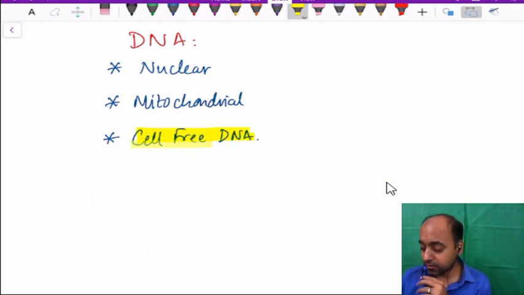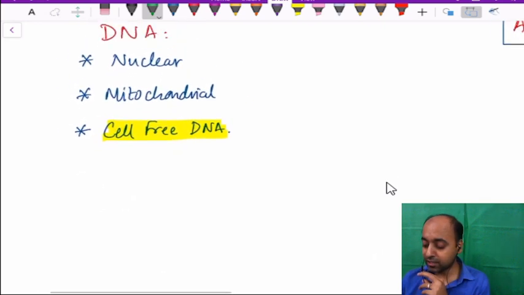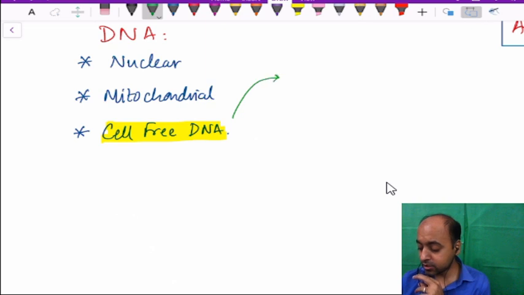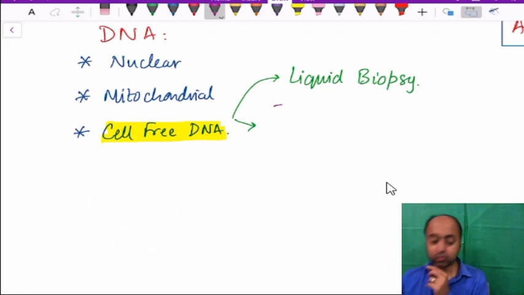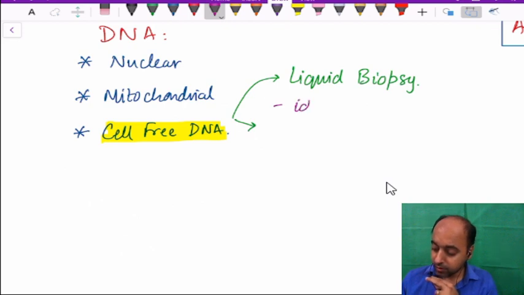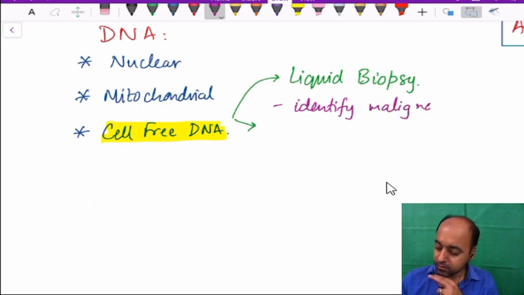The cell-free DNA has become very important for your exam because you should know two new modalities which make use of cell-free DNA. First is the liquid biopsy. Basically, the liquid biopsy is used to identify malignancies using blood sample.